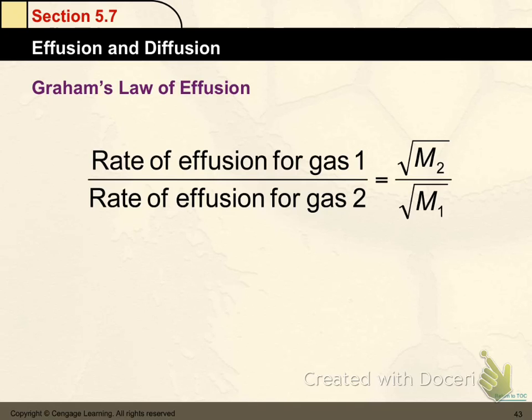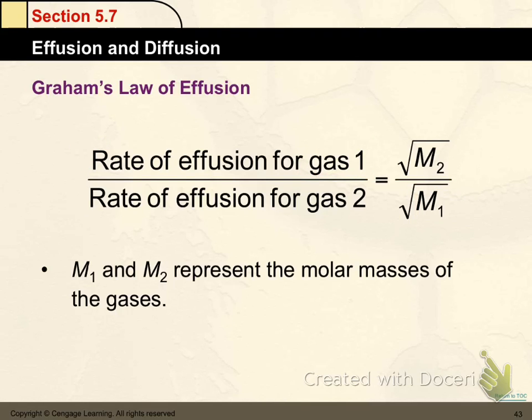Here's the confusing point. The top part of your little ratio right here is for gas 1. But in the actual math that you will have to do to calculate the rate of effusion, the molar mass of that gas is down here. Oh, that's crazy. We'll see why in a second. Let me do an example problem in a bit, and I'll show you that. So down here, M1 and M2 represent the molar masses of these gases.